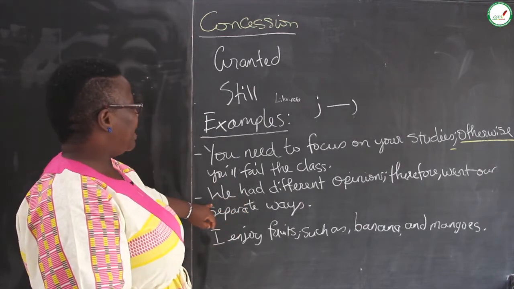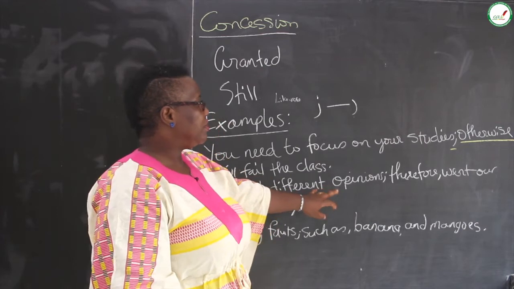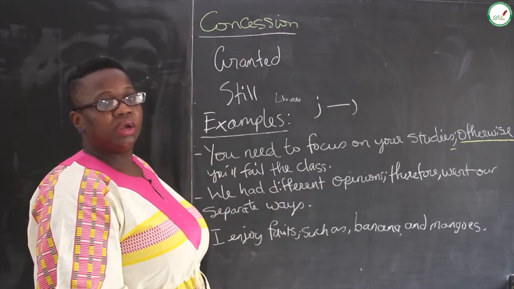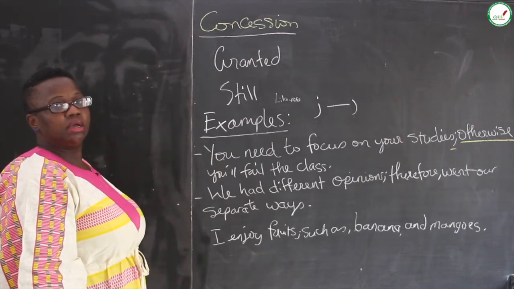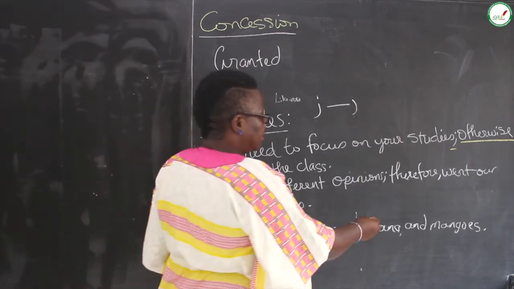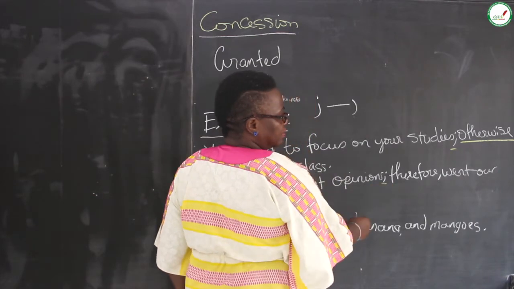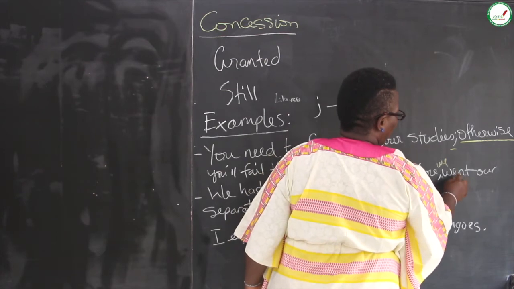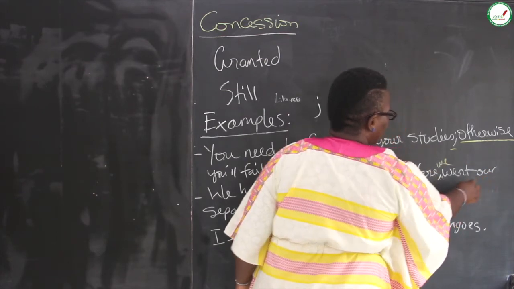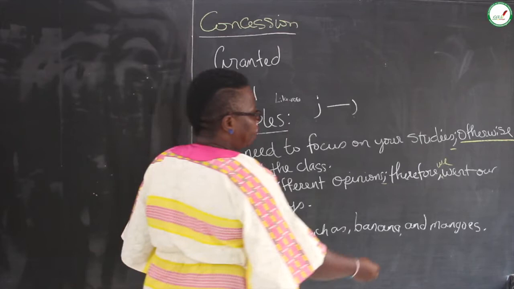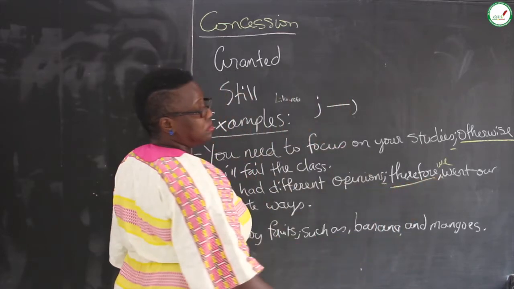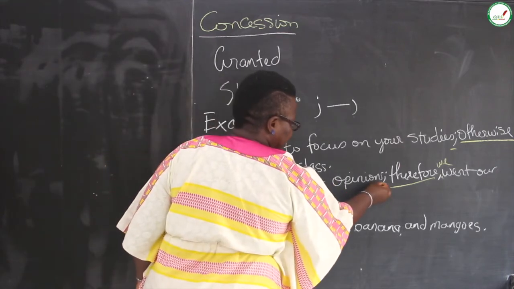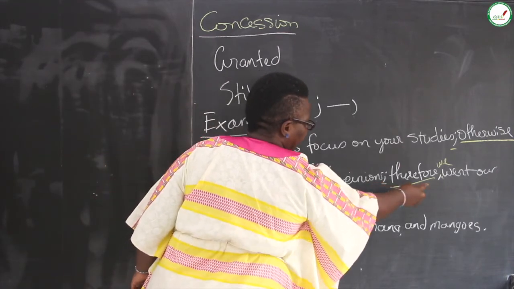Number 2, we had different opinions; therefore, we went our separate ways. Where is the conjunctive adverb? Here. There's a semicolon, therefore, the comma, we went our separate ways. Therefore is the conjunctive adverb, just simply because you identify the semicolon and the comma.